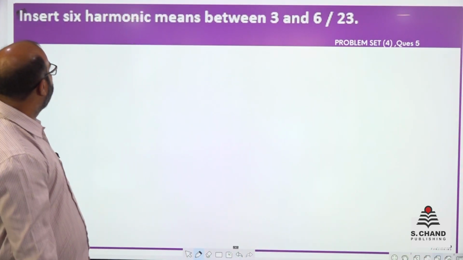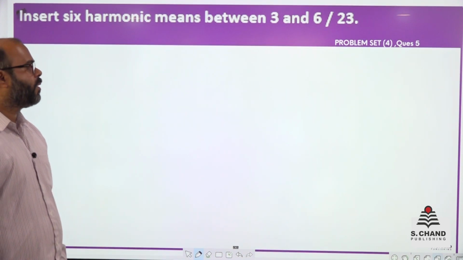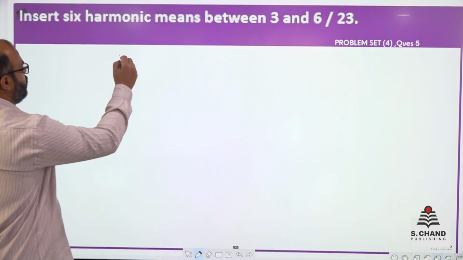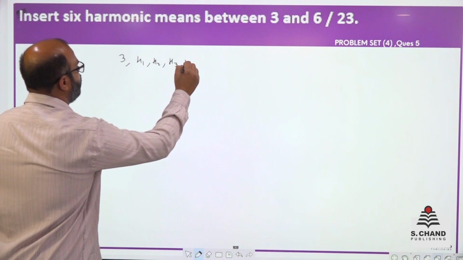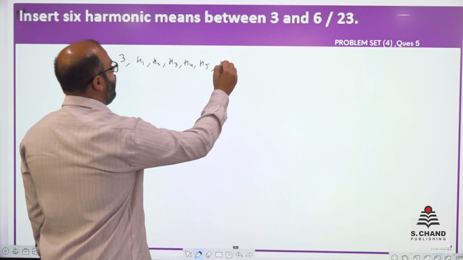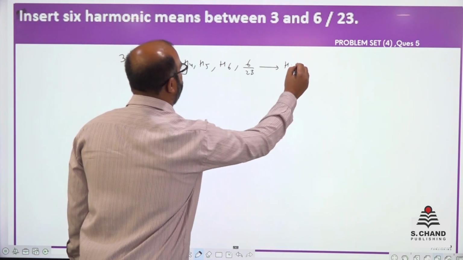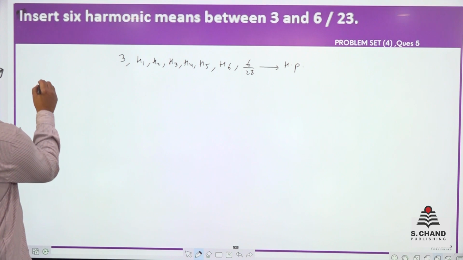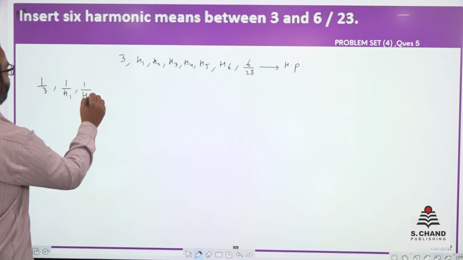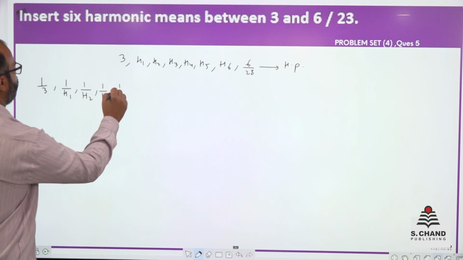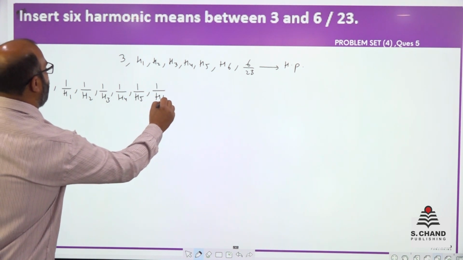Now let us come to this question. Insert 6 harmonic means between 3 and 6 by 23, right? So let us insert 3, H1, H2, H3, H4, H5, H6 and 6 by 23. This will form a harmonic progression. Now if this is a harmonic progression, when you take the reciprocal it will be an arithmetic progression. So let us write it so that you will get a better understanding of how to do questions of harmonic progression.